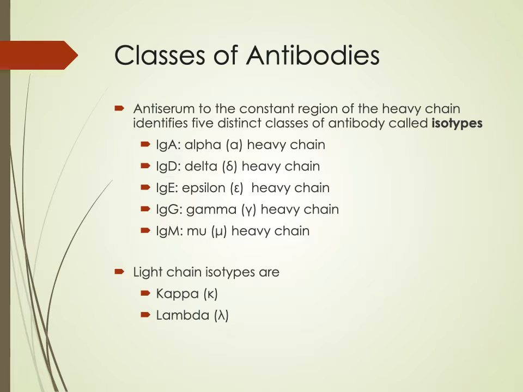Okay, and then again, with our light chain, we also have isotypes. And again, we will talk about these later on in the semester, so if this went over your head, just know that there are different classes of antibodies, and the heavy chain is unique to the different classes.